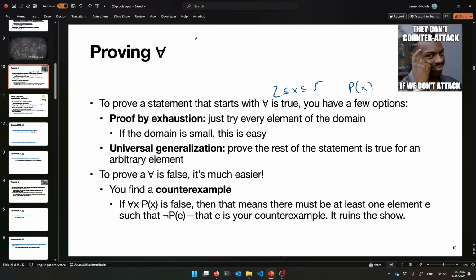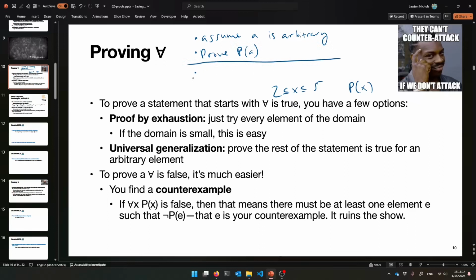So to prove a for all is true, you assume you have an arbitrary element of your domain. Let's say, call it A. Assume A is an arbitrary element of the domain of the predicate P you're trying to use in your for all. And then you prove that P is true, your predicate is true on A, having assumed nothing about what A was. So A could have stood in for any element of your domain.